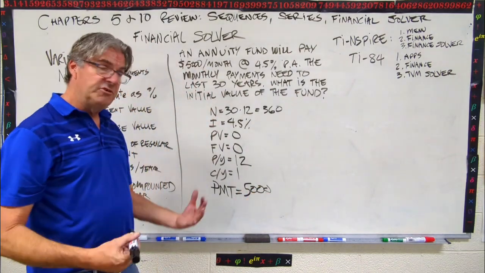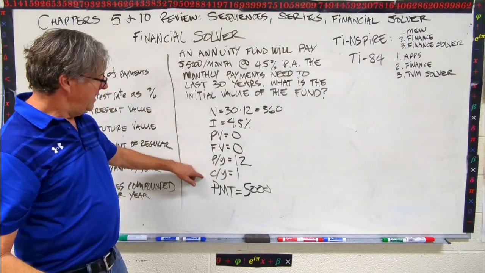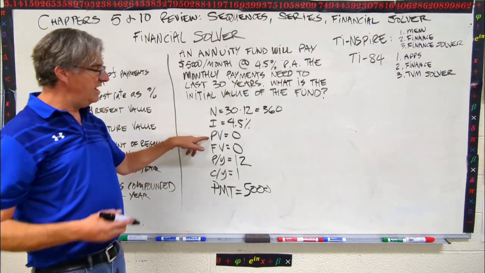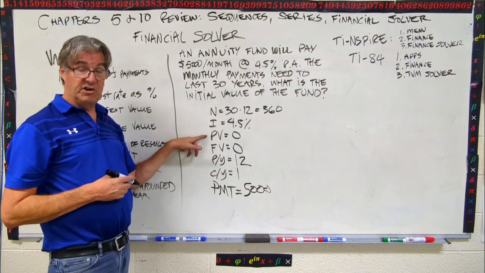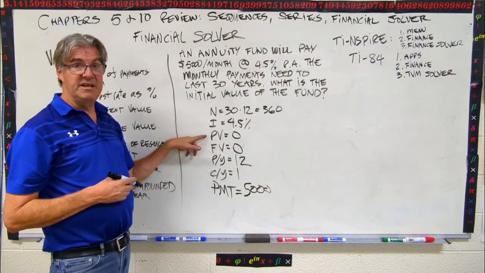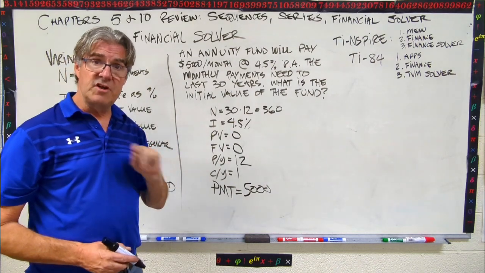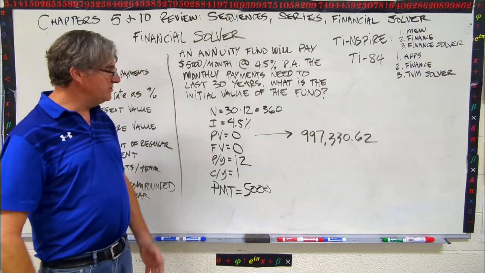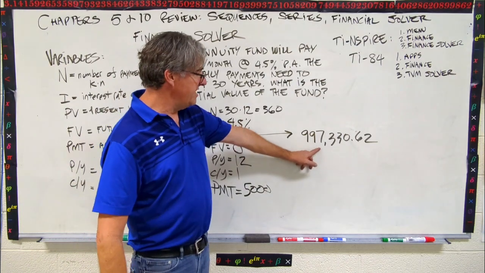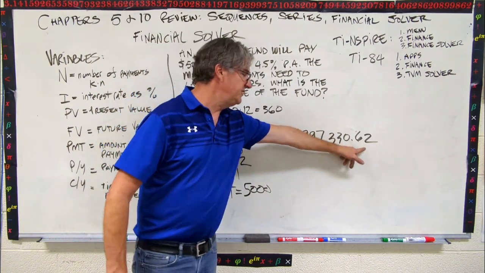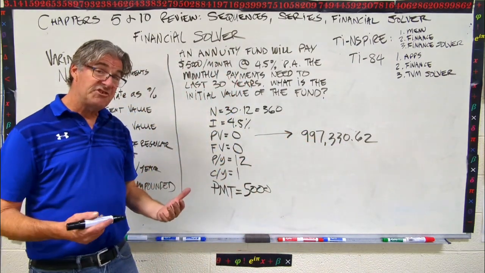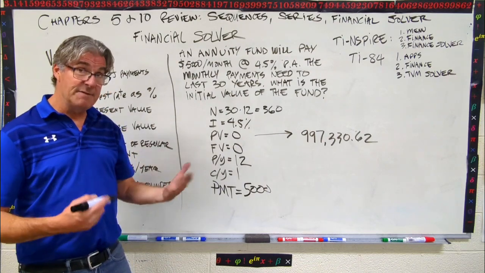Okay? Now what you want to do on your calculator is zip up and put the cursor, the highlighting, in the field you're after, and then go ahead and hit enter and let the calculator do the magic on the calculation. So if you haven't already done so, do that. Okay, let's see what you did. I get $997,330.62. So a little bit shy of $1 million. That's a lot of money.